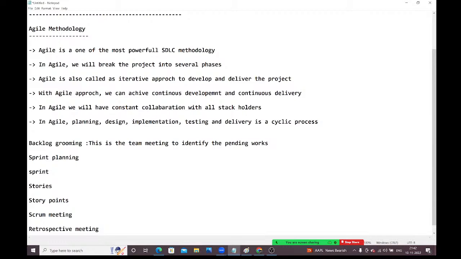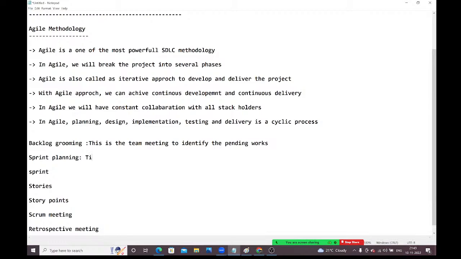Next, sprint planning. What does sprint planning mean? That is also a team meeting only. In sprint planning, we need to identify the important stories to work on. In the first sprint, what important stories are there which we need to work on? Those things we discuss in the sprint planning meeting.